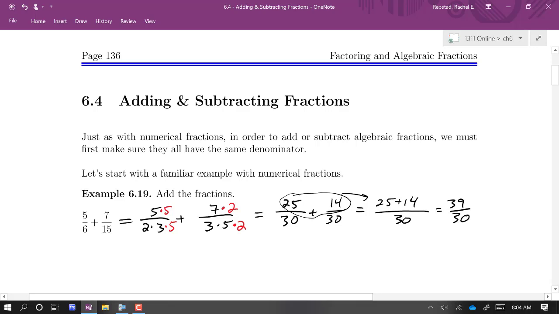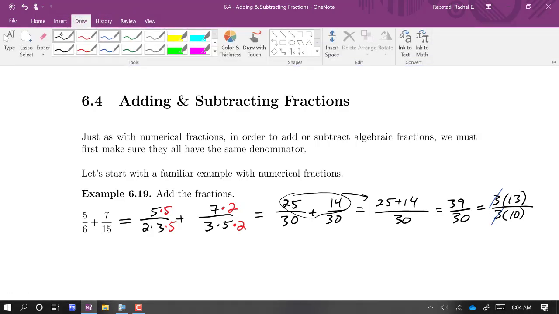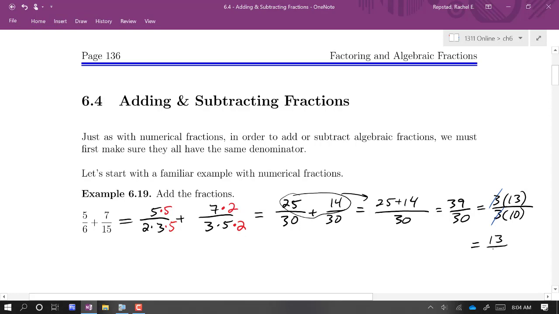And then finally, anytime you're giving an answer that is a fraction, we should check to see that it's reduced. So in this case, we could factor both 39 and 30. 39 is 3 times 13. And 30 is 3 times 10. So those 3's cancel, and we get 13 out of 10. 13 tenths.